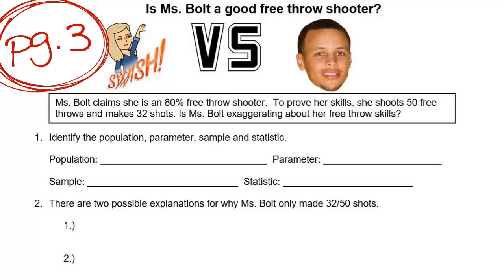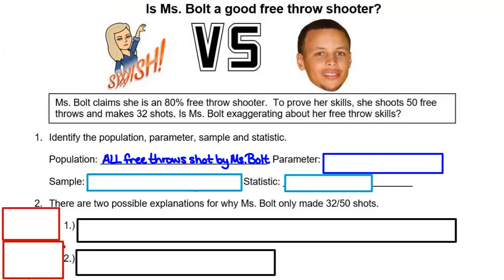Right. So to start off with, what would the population be here? All the free throws that I could make, all the free throws that I take. All my free throws. What would the parameter be? That wouldn't be my parameter. The true percent or true proportion of free throws made. Perfect. So population: all the free throws that I shoot. Parameter is the true proportion of free throws made.